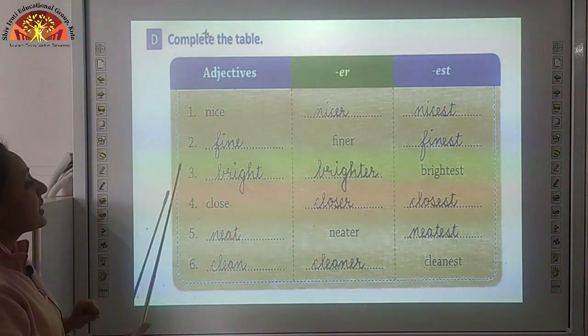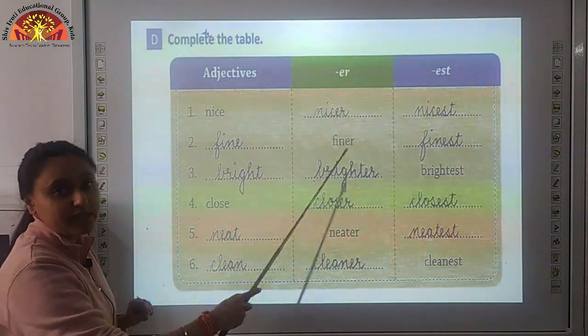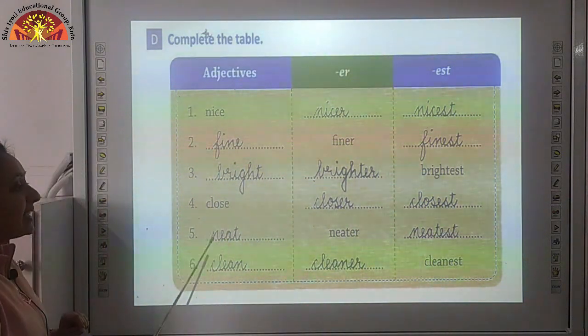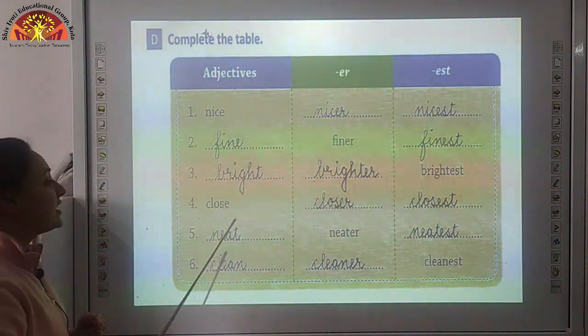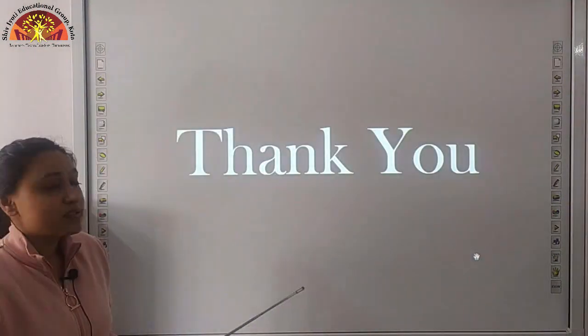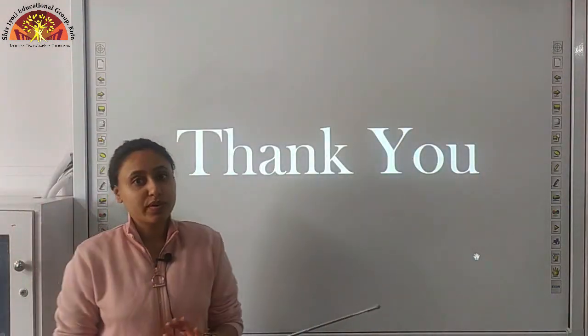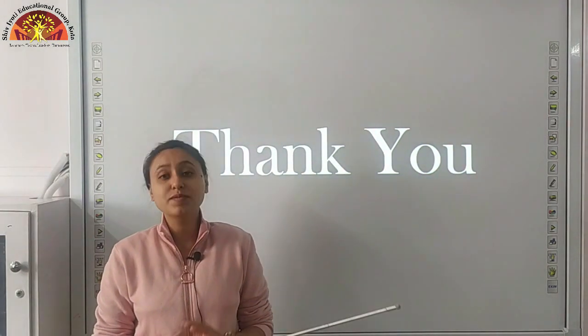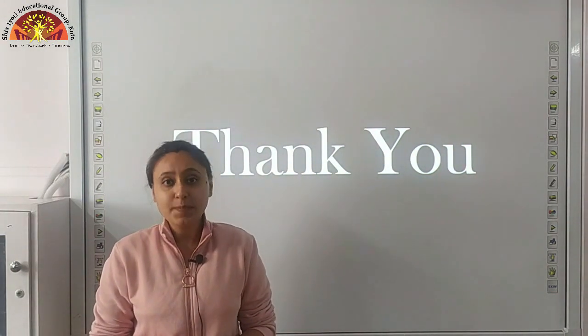Now look here, similarly bright, brighter, brightest, close, closer, closest, neat, neater, neatest, clean, cleaner, cleanest. So children, our chapter is over here. I hope you have understood chapter 5 adjectives and chapter 6 comparison. Thank you.